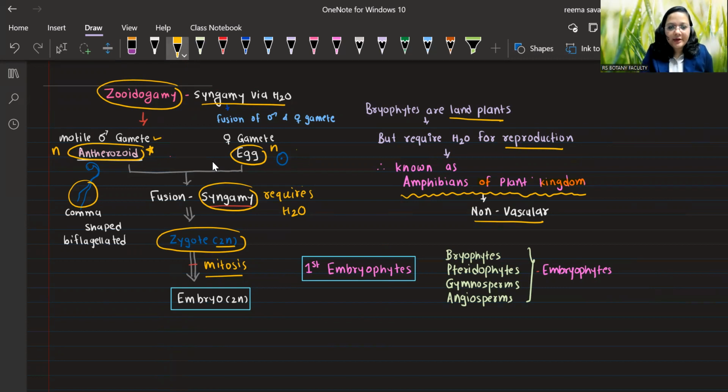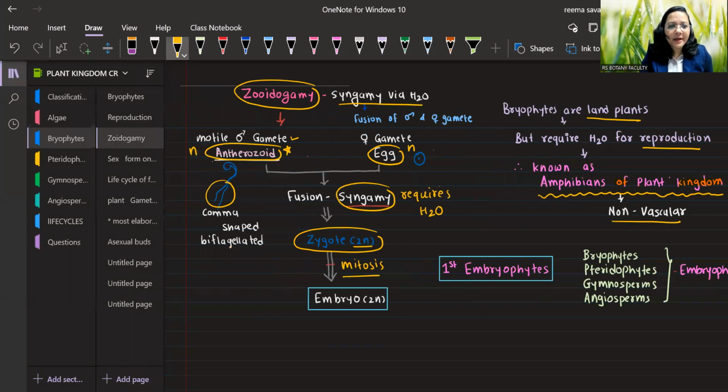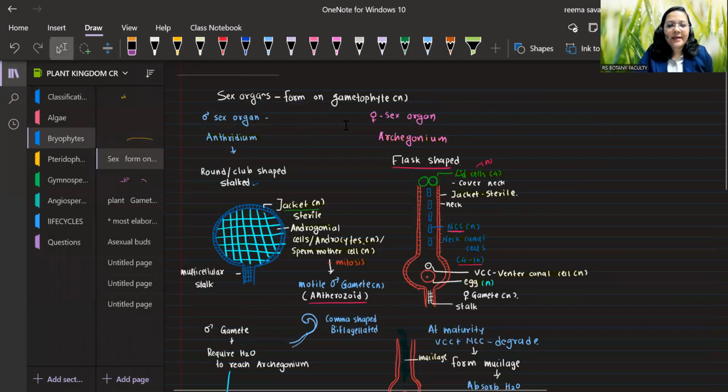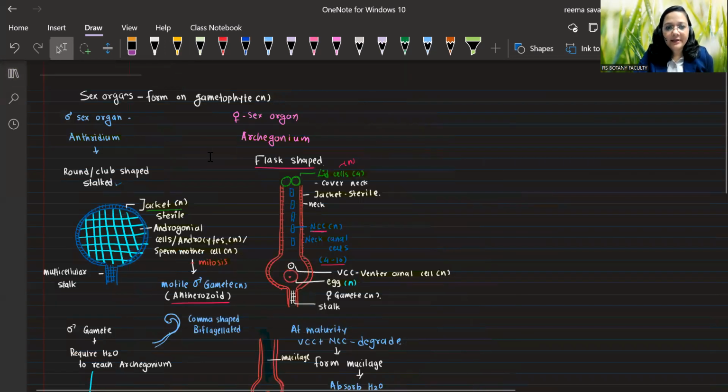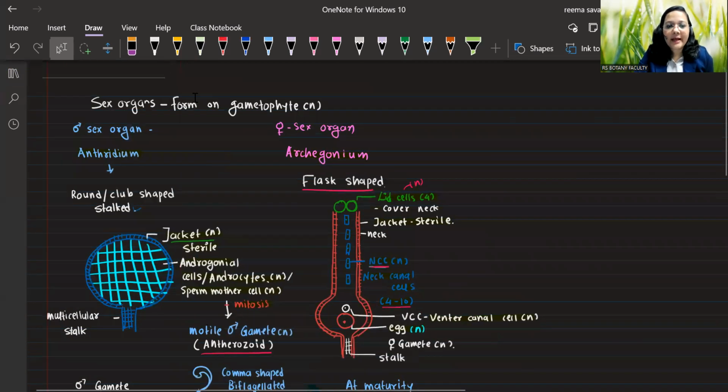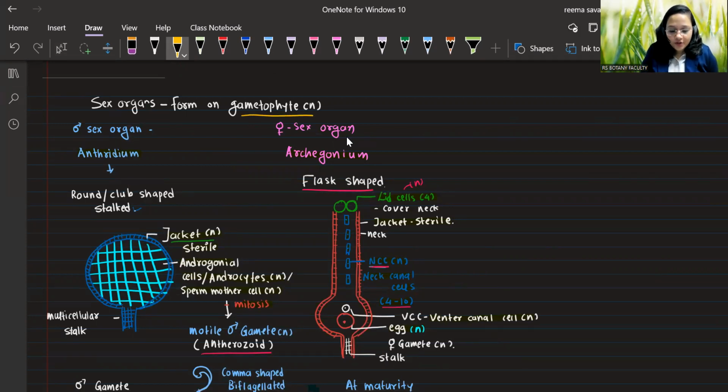So the embryo first develops in bryophytes. Next, what are the different sex organs? Whenever you see a bryophyte, a leafy bryophyte or thalloid bryophyte, that structure is the gametophyte. Their main plant body is the gametophyte. So they have a male sex organ known as the antheridium, and the female sex organ is known as the archegonium.